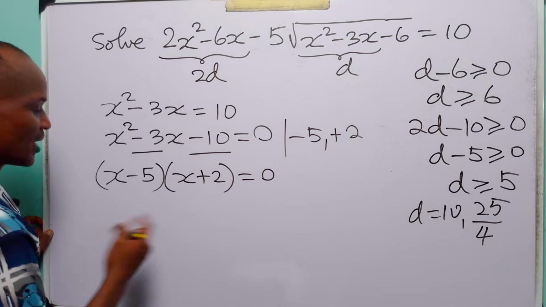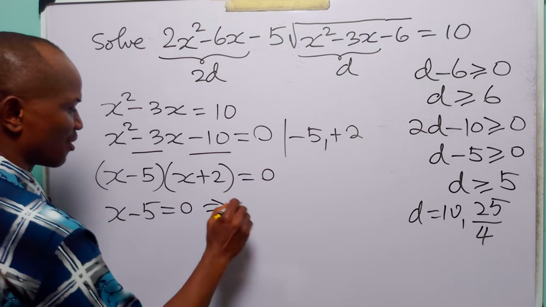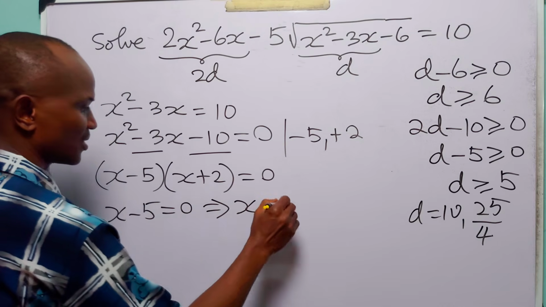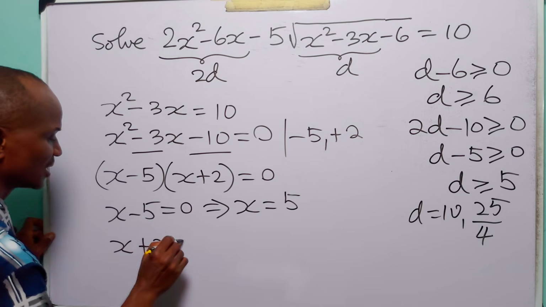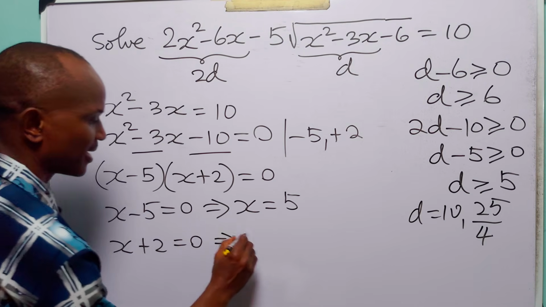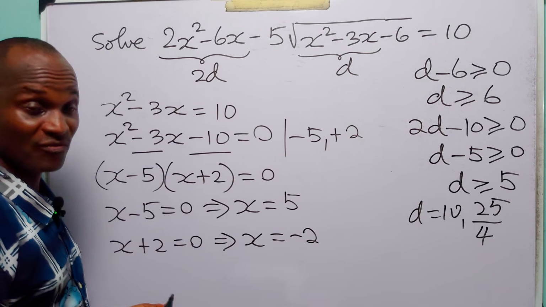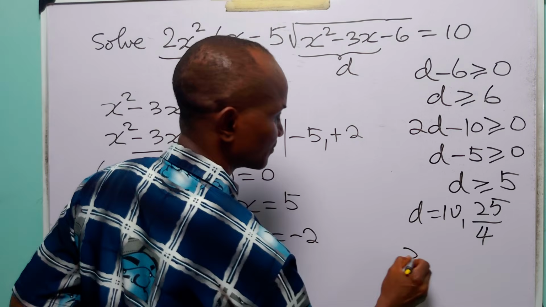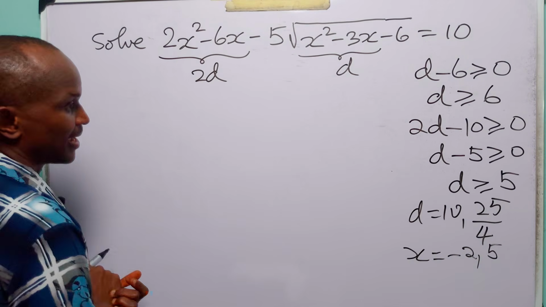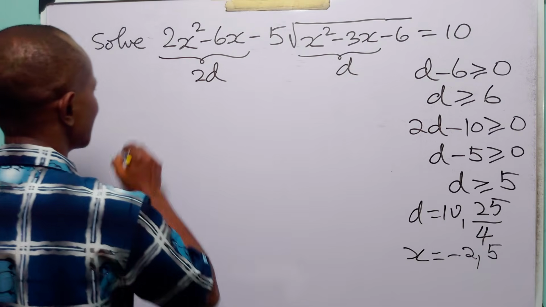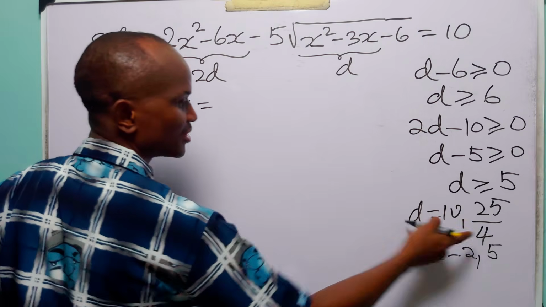And of course, from here, we have that either x minus 5 is equal to 0, from where x is equal to 5, or x plus 2 is equal to 0, from where x is equal to minus 2. So already we have two values of x. We have minus 2 and 5. And in the second case, we have that x squared minus 3x is equal to 25 over 4.